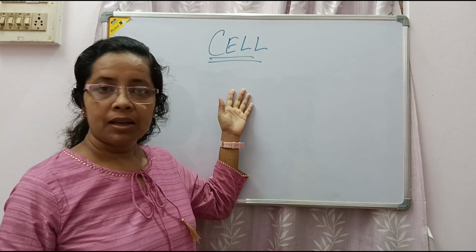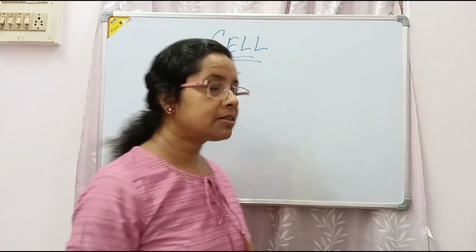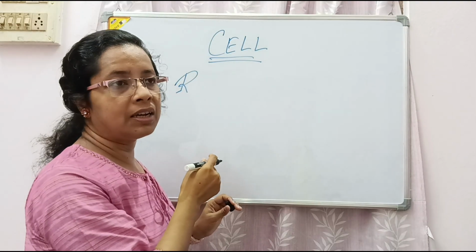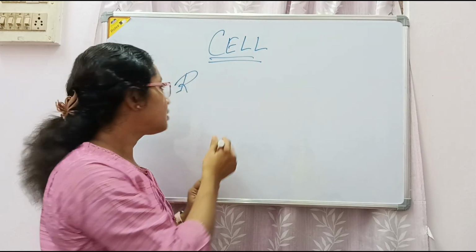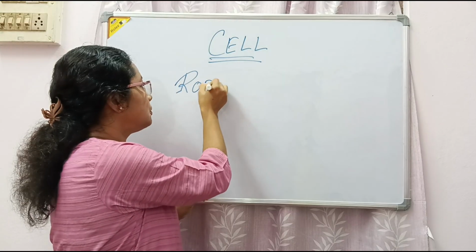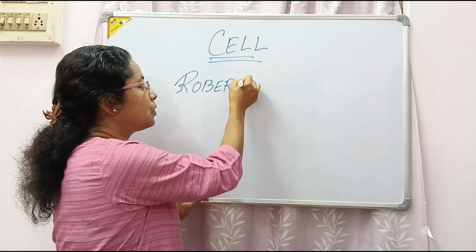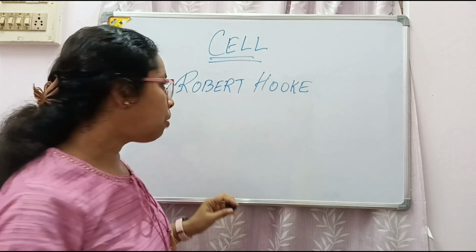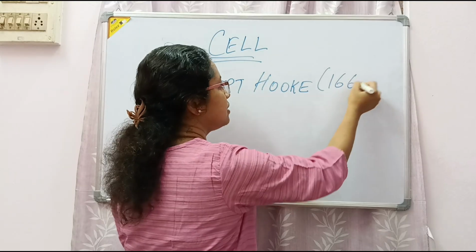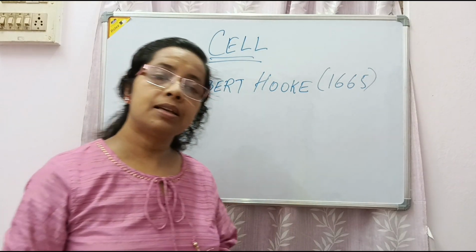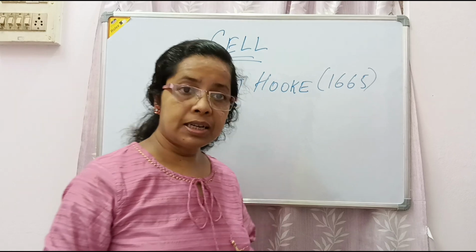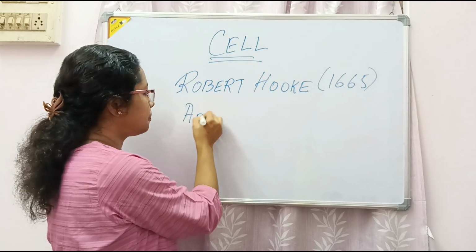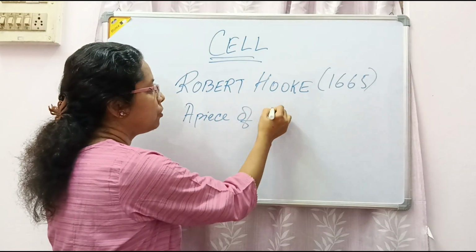So to begin with, cell was first discovered by one of the greatest biologists, Sir Robert Hooke. Robert Hooke in 1665, through his self-made microscope, discovered cell in a piece of cork.